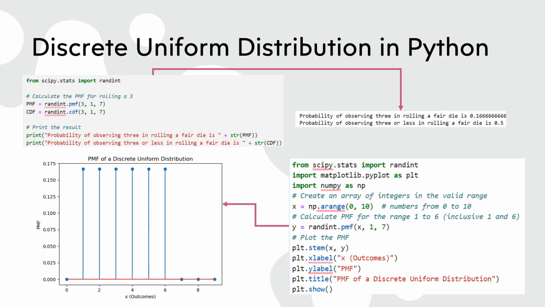Here you can see how we can use Python to calculate the PMFs and CDFs. We can use the randint function to model a discrete uniform distribution. Here as an example, I have calculated the probability of observing a 3, which is 0.166, and the probability of observing a 3 or less, which is 0.5. On the right side, we see how to use Python to visualize a discrete uniform distribution.